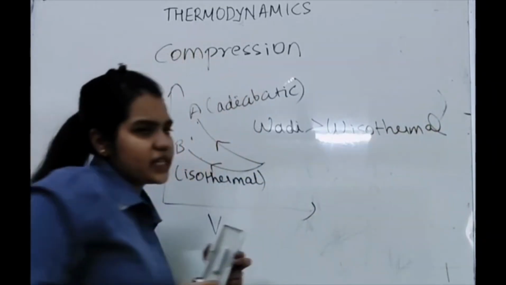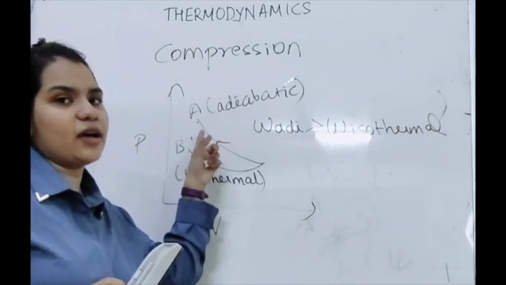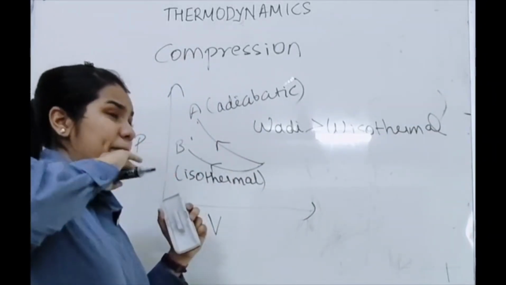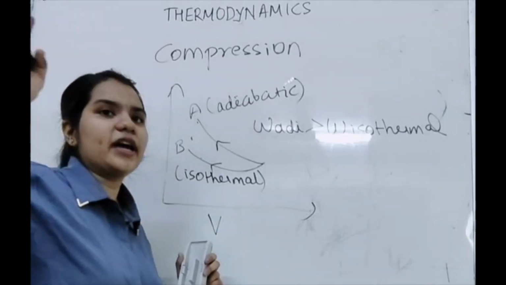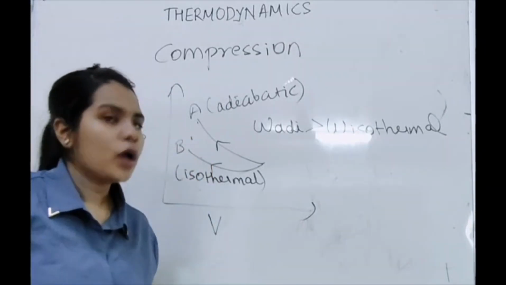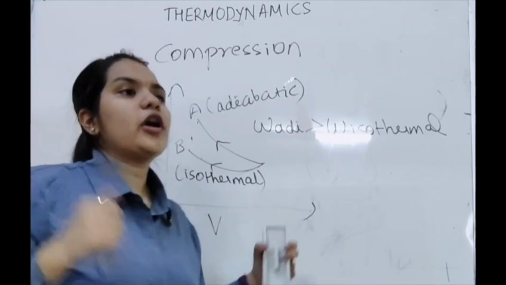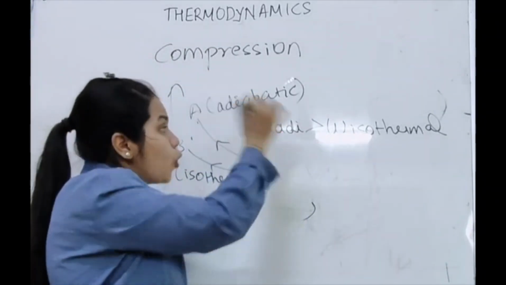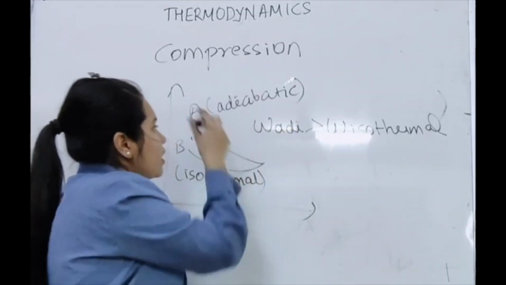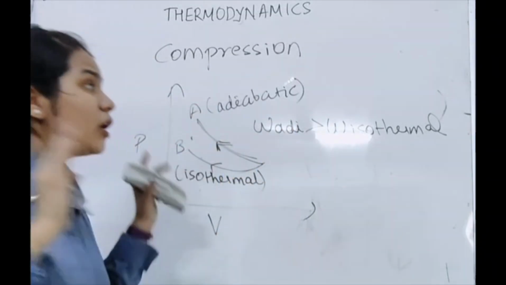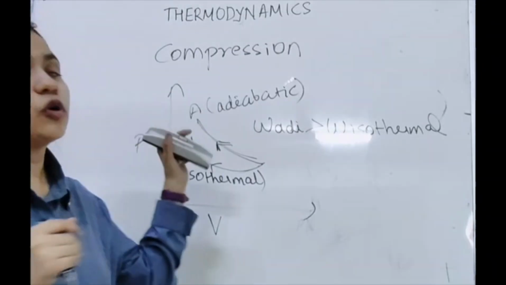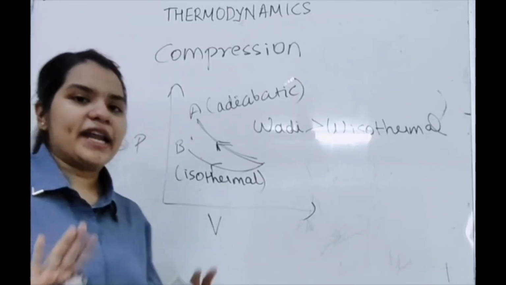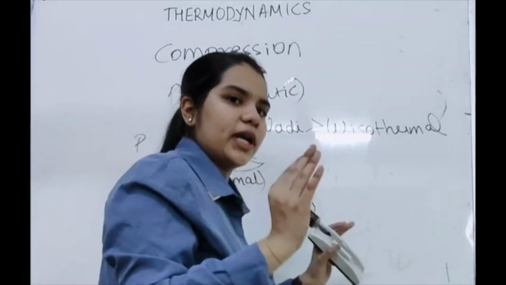Adiabatic is steeper, but in this case the adiabatic has a lot more pressure. The pressure increases so much for adiabatic compared to isothermal, and we know the work done depends on how much pressure there is. In this case, adiabatic pressure is more than isothermal, but the common thing in both expansion and compression is that the adiabatic is the steeper one in both cases.